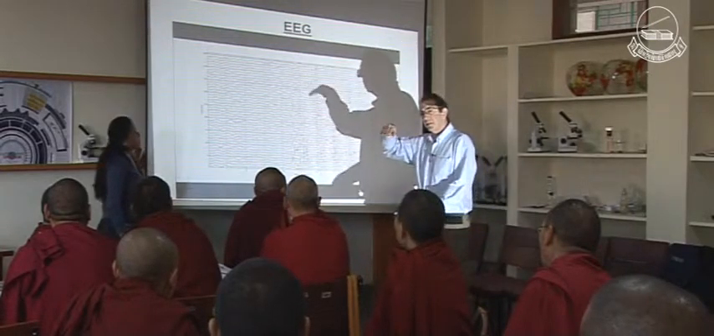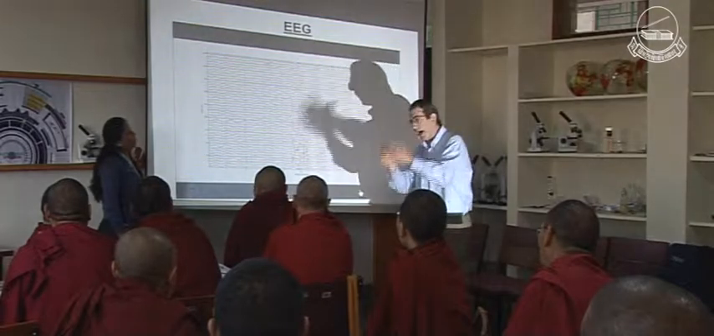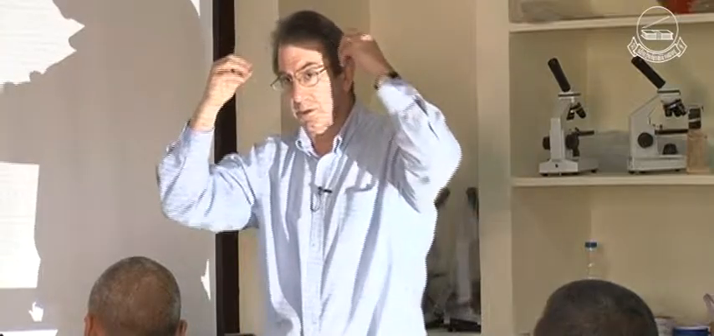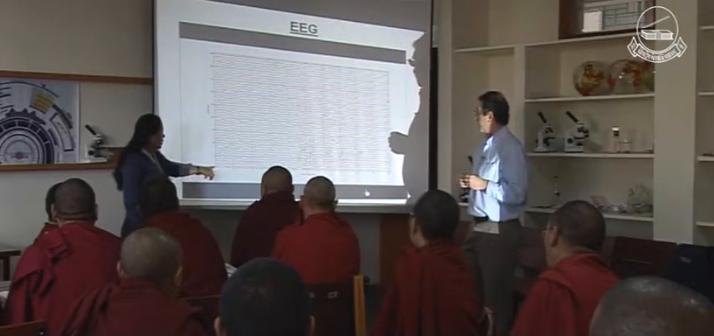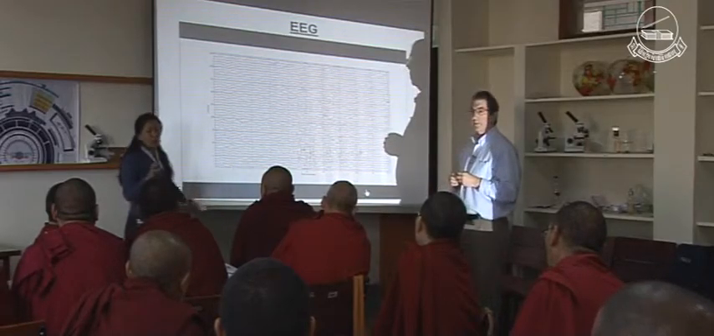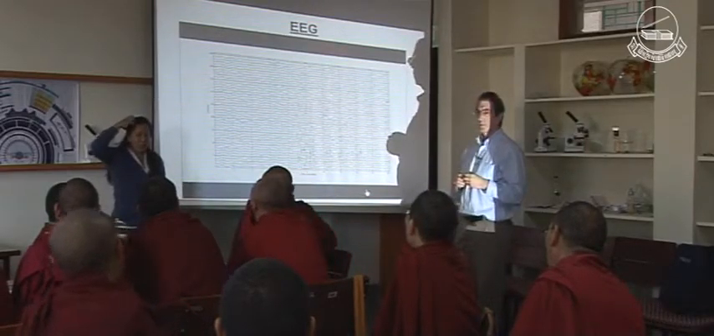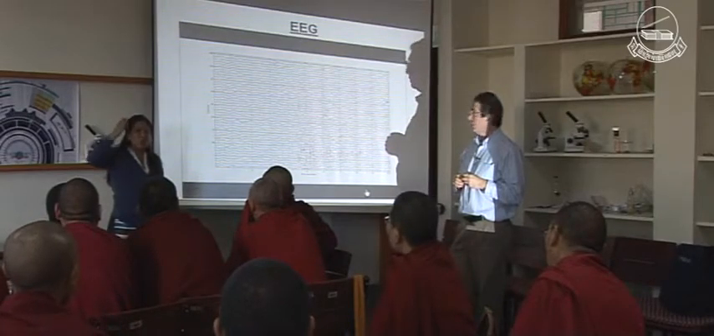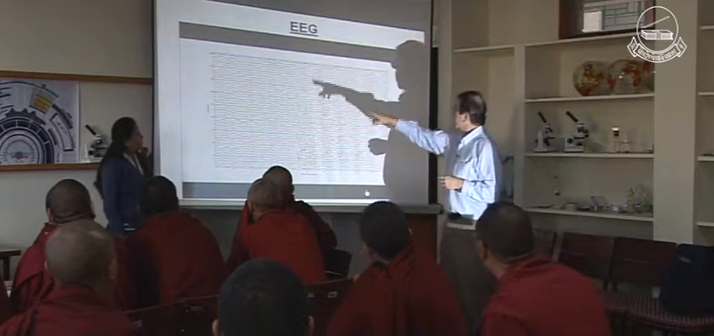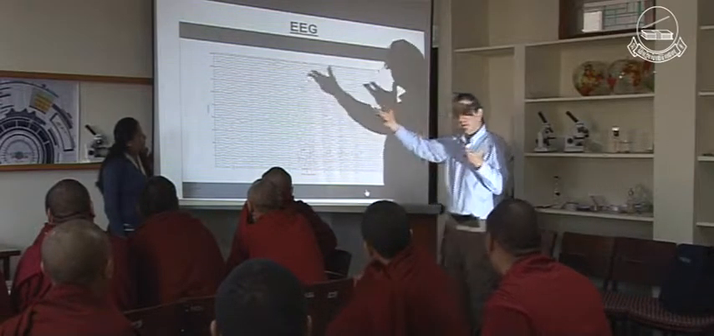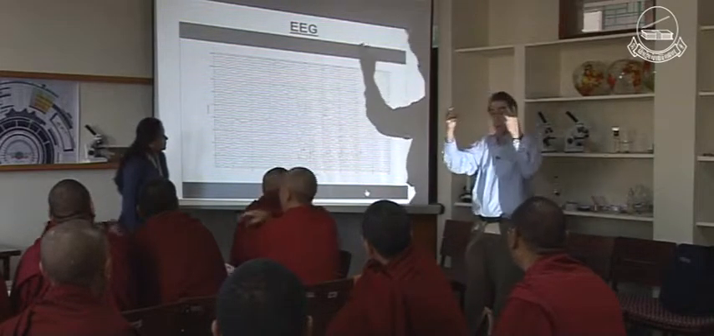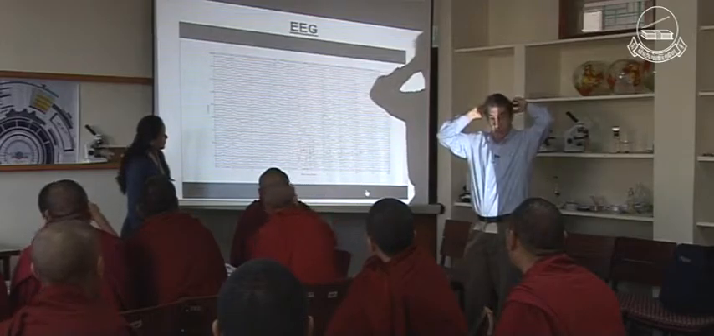And again, each of these little lines is recording the activity from thousands of nerve cells just underneath those electrodes. And if you look carefully at this record, you can see that each line is a little bit different than the other lines. No line is exactly the same because it's recording from a different group of nerve cells underneath the electrode from different parts of the brain.